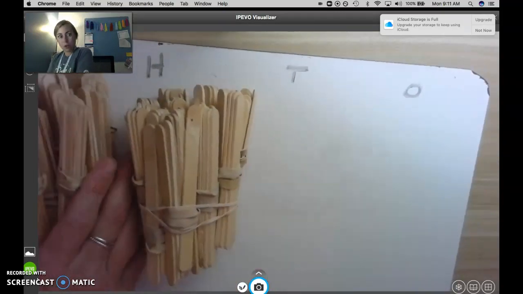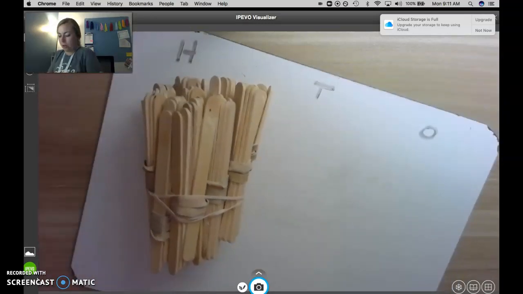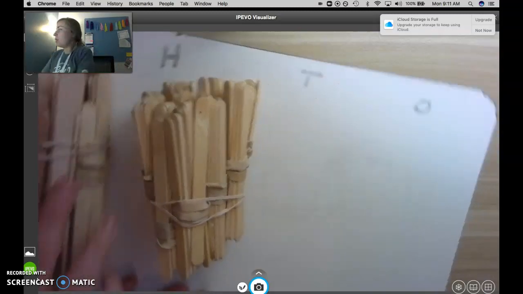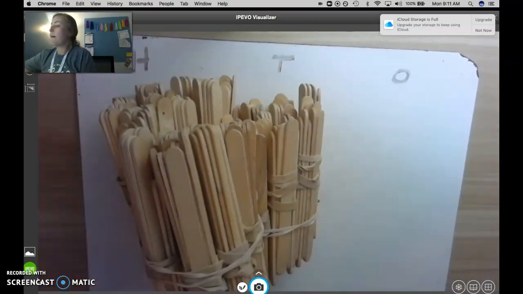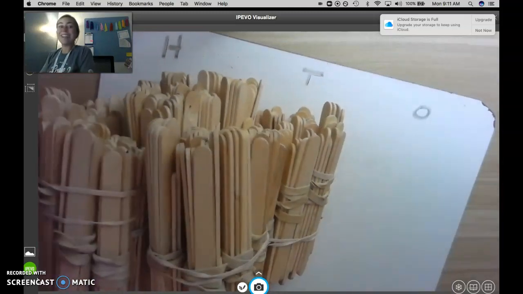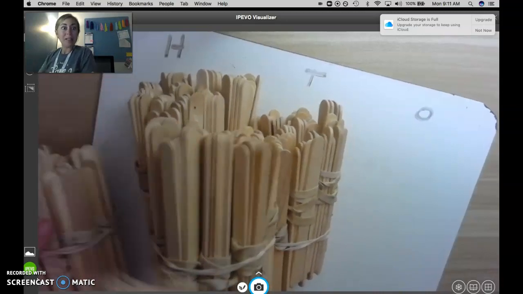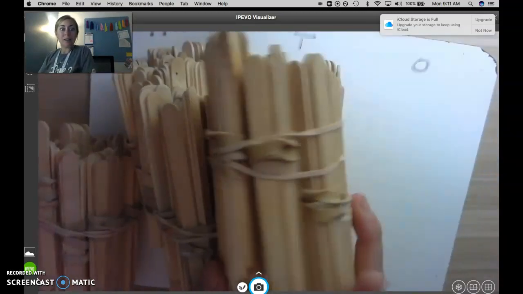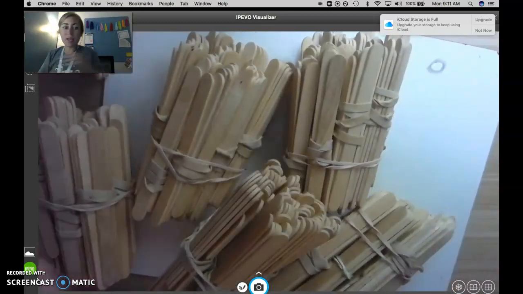100, 200. That should be bundled. Let me make sure that this is all together. There we go. 200, 300, 400, 500, 600, 700, 800, 900, 1,000. Whoa, that's a lot of popsicle sticks.